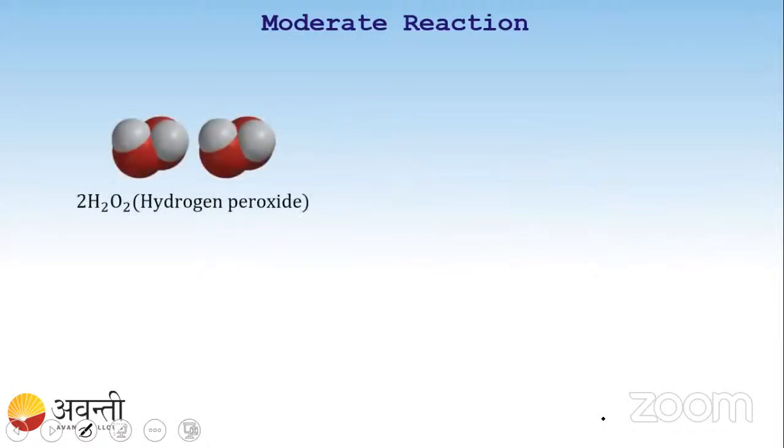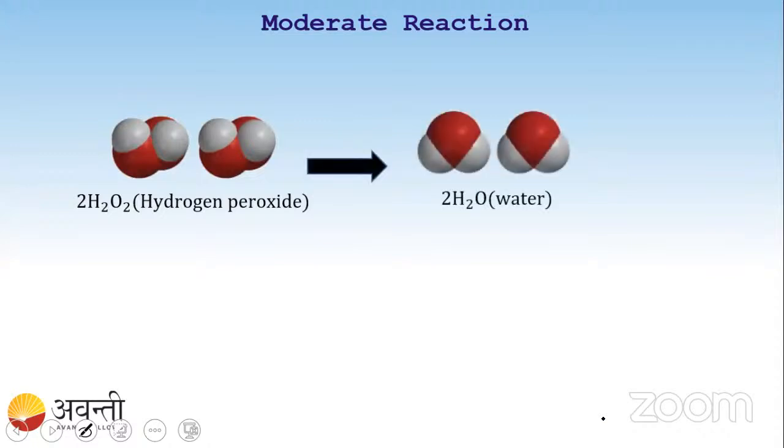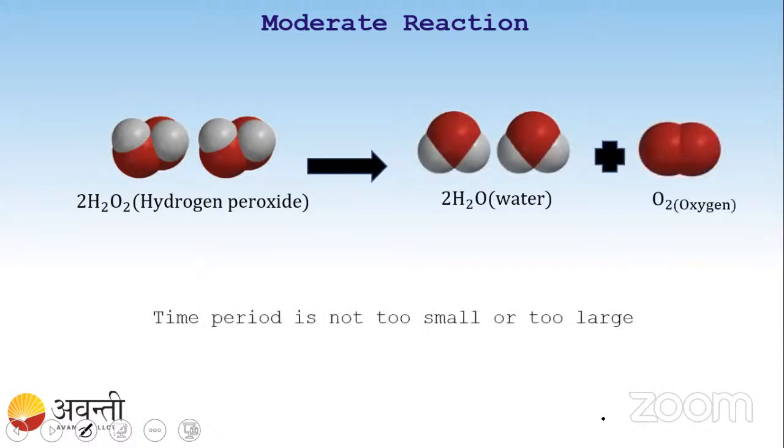But when you come to the moderate reaction, where here I have taken the example of hydrogen peroxide, 2H2O2, forming into water and oxygen, it will not take too large a time, or too small a time. So here my delta T is moderate, like the example we have seen of milk turning into curd. Milk turning into curd will not take years, and it will not happen within 30 seconds either. It will take a certain period of time which is moderate.